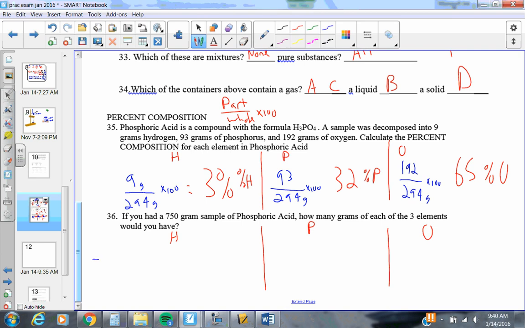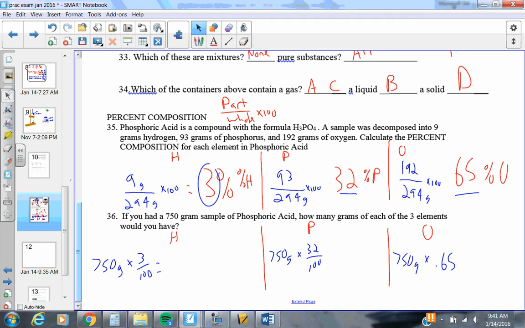So for each one of them I have 750 grams. That's kind of like the whole this time. I'm not putting the parts over the whole. I'm going the other way around this time. How much is hydrogen? 3% or 3 100ths. How much is phosphorus? 32% or 32 100ths. How much is oxygen? 65. Some people just write that as 0.65. Understand that percent can be written that way instead. It's all the same. It doesn't matter.